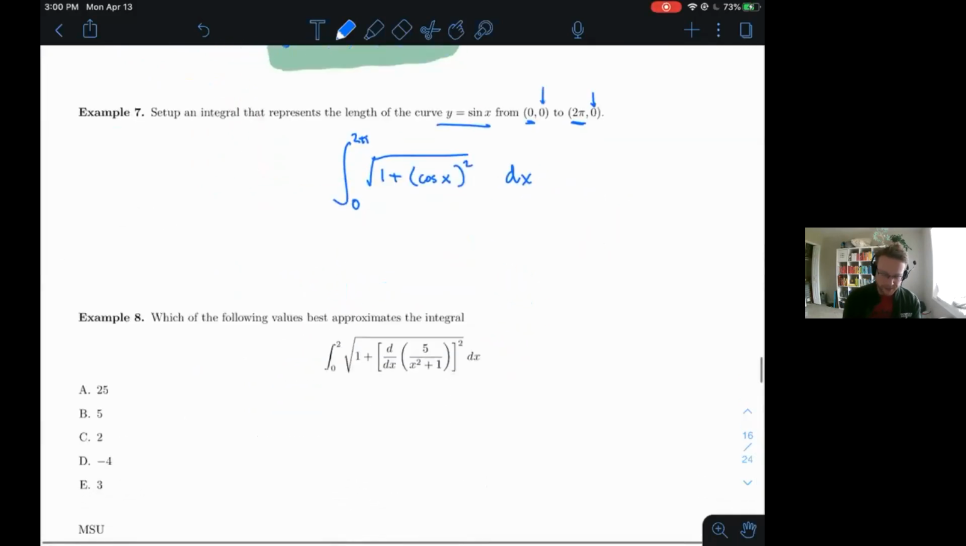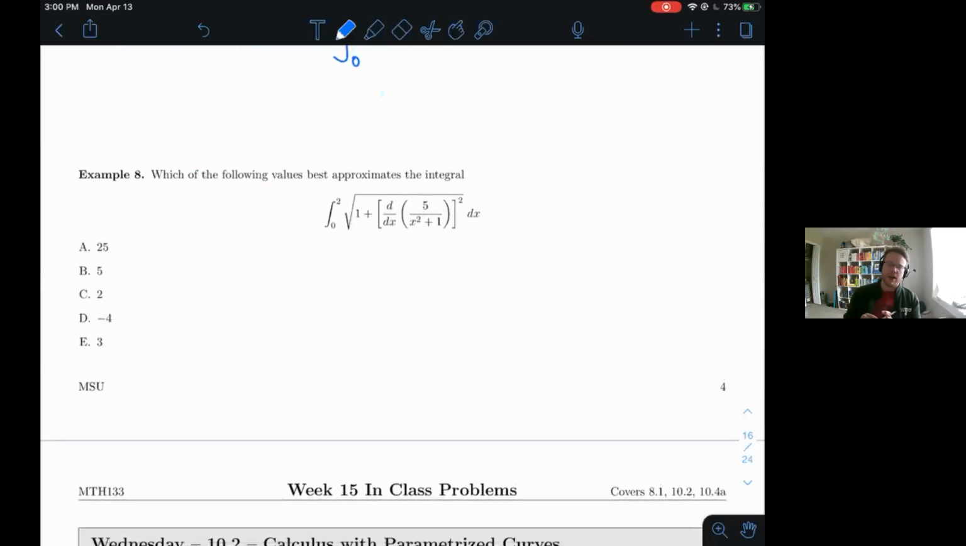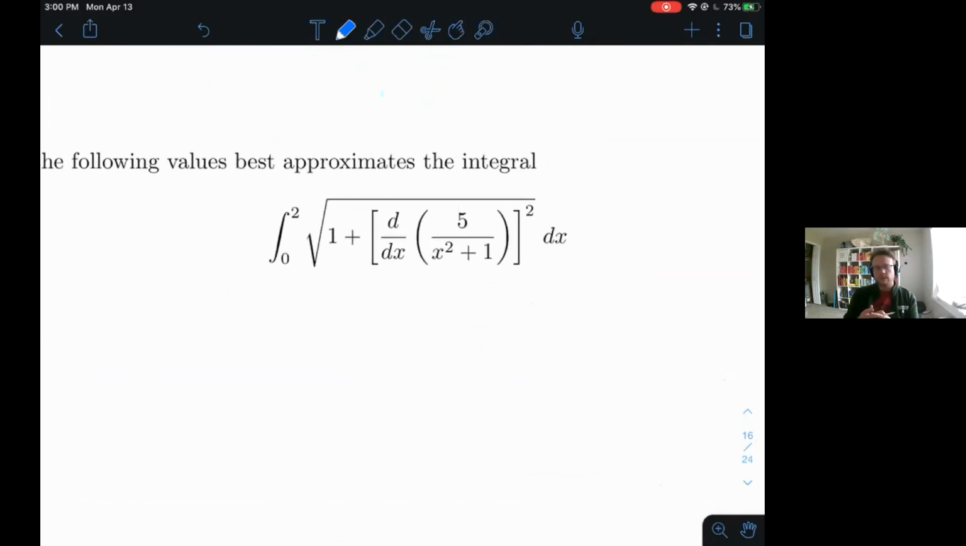All right, last one. This is kind of a conceptual one, so I think it'd be kind of a jerk move to not go over it with you. But okay, which of the following values best approximates this integral?